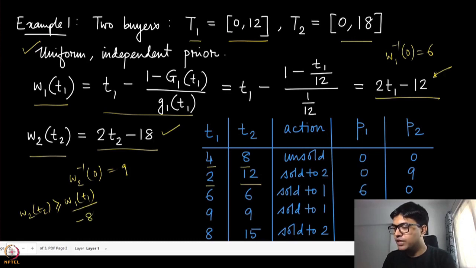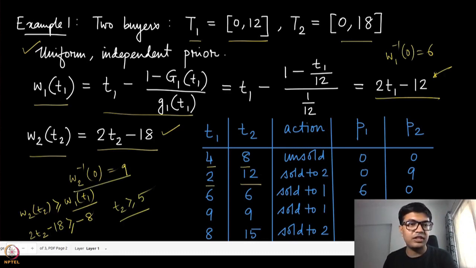So if you want to find this out, this is greater than or equal to minus 8. So you can find that T2 will be greater than or equal to 5 in this case. And from that point onwards, it starts becoming a winner. But because this W inverse of 0 is larger than this value, the payment will be the max of these two quantities, which is 9 in this case.